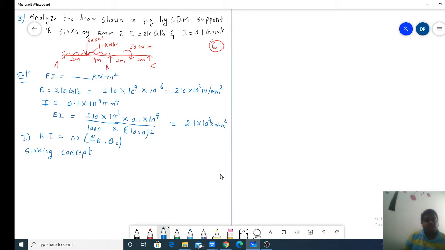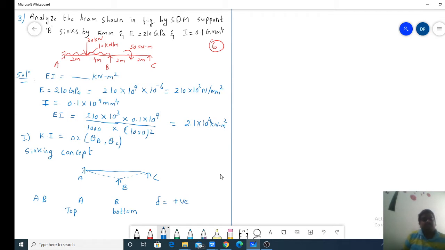Whenever you are thinking of a support, here B is sinking, which means what? Actually the beam would be like this, but due to sinking B is coming down by 5 mm, while C is not sinking. Now this is A, say this is B and say this is C. Whenever I am talking about supports A and B, if A is at the top and B is at the bottom, then my delta will be positive.